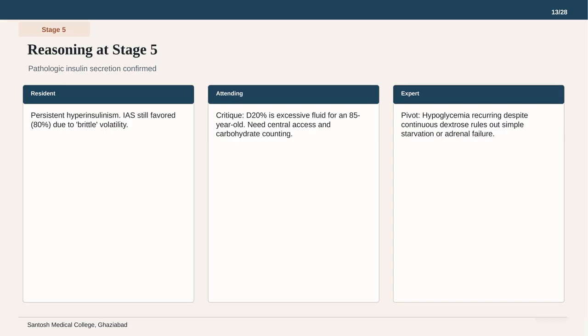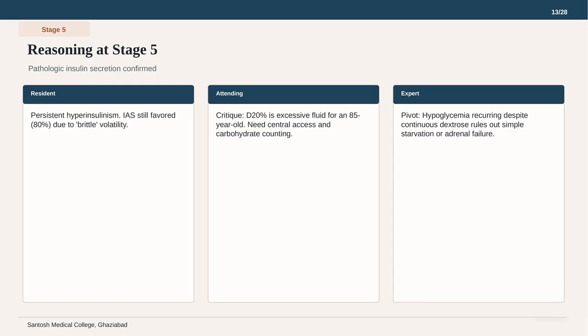Looking at the three columns on this slide, the team grapples with the severe inpatient recurrence. The resident on the left notes persistent hyperinsulinism, stating that the brittle, volatile nature of her blood sugars heavily favors insulin autoimmune syndrome. In the middle, the attending raises a critical management concern. Pumping 20% dextrose into an 85-year-old is excessive fluid management. So, they advise securing central venous access and strictly counting carbohydrates.